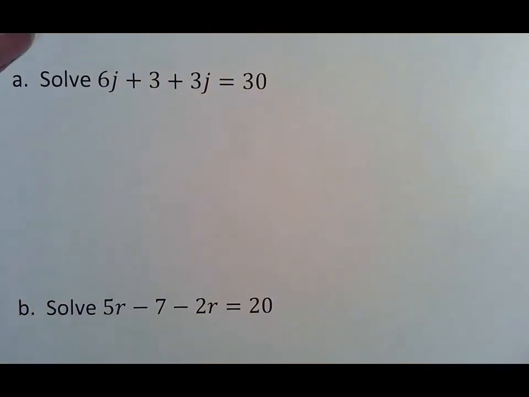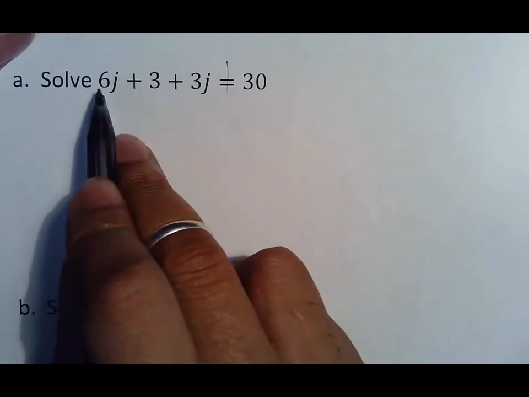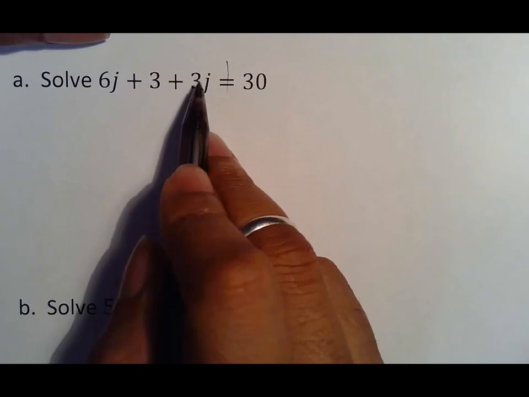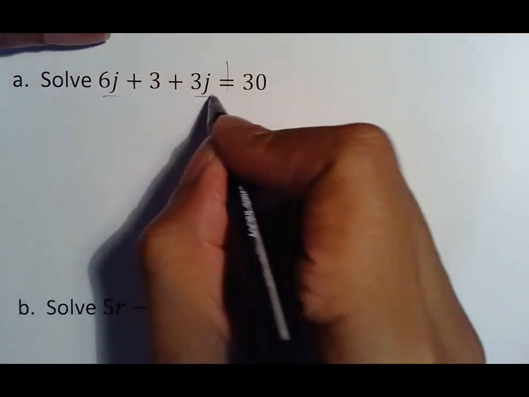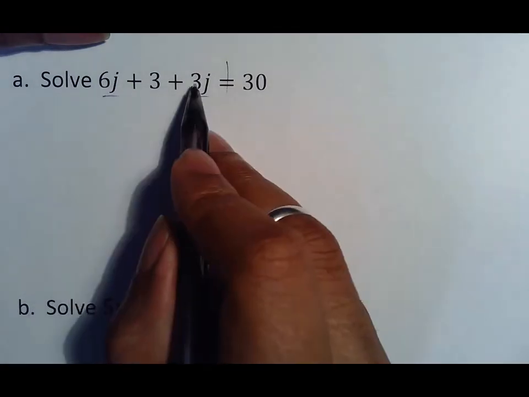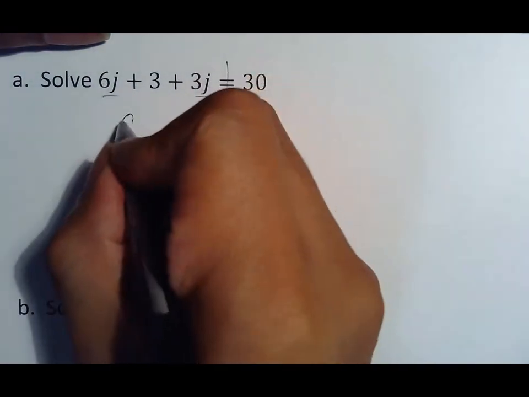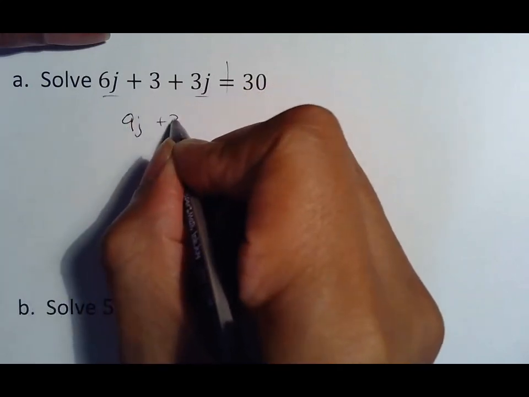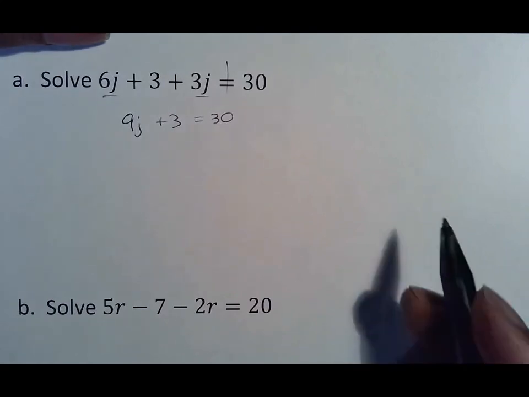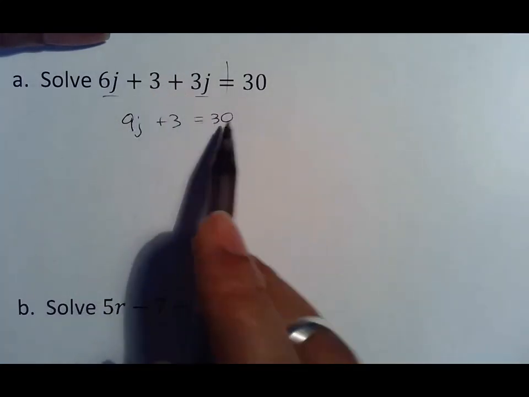Again, looking at this, there are 3 things on the left side. You shouldn't have any more than 2. 6j plus 3 plus 3j. But 3 and 3j don't go together this time. 3j and 6j go together. And so 6 and 3, because these are both positive, you can do it in your head, but 6 plus 3 makes 9j. Bring down the plus 3 equals 30. So again, 6j and 3j make 9j. Bring down the plus 3.